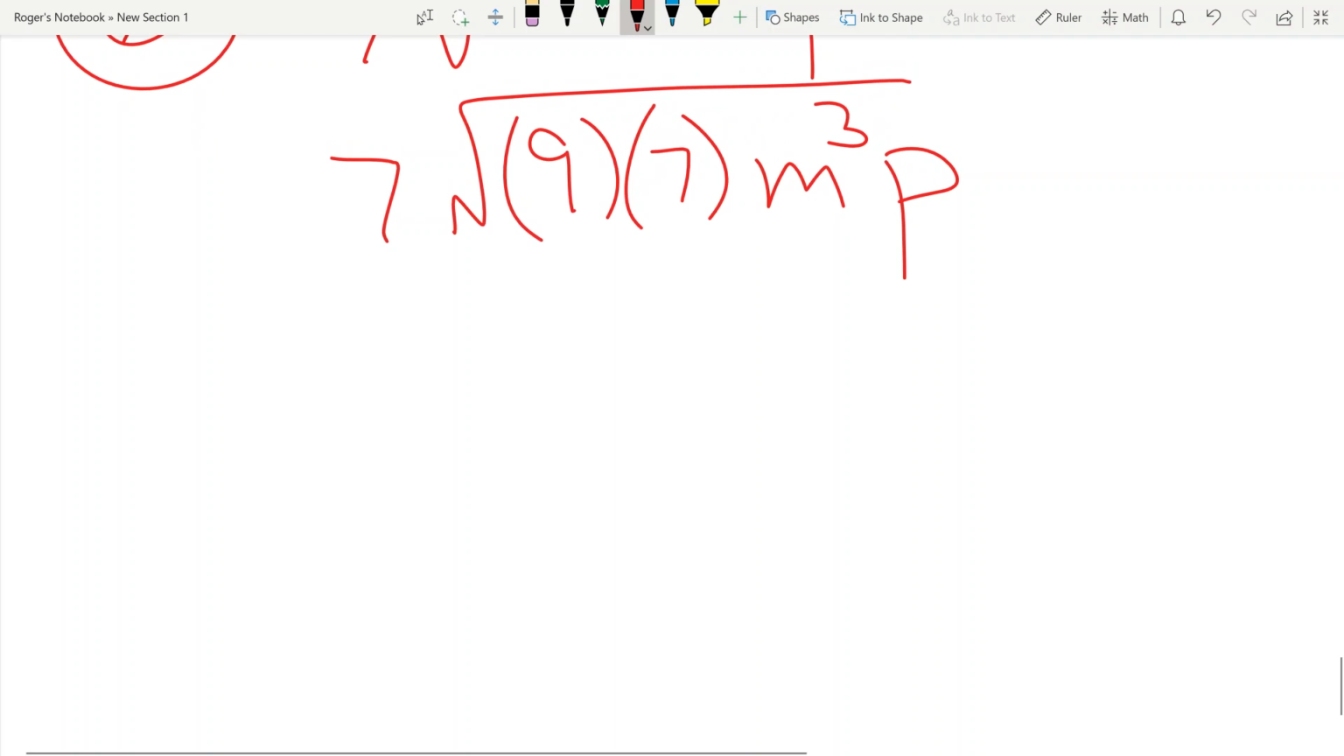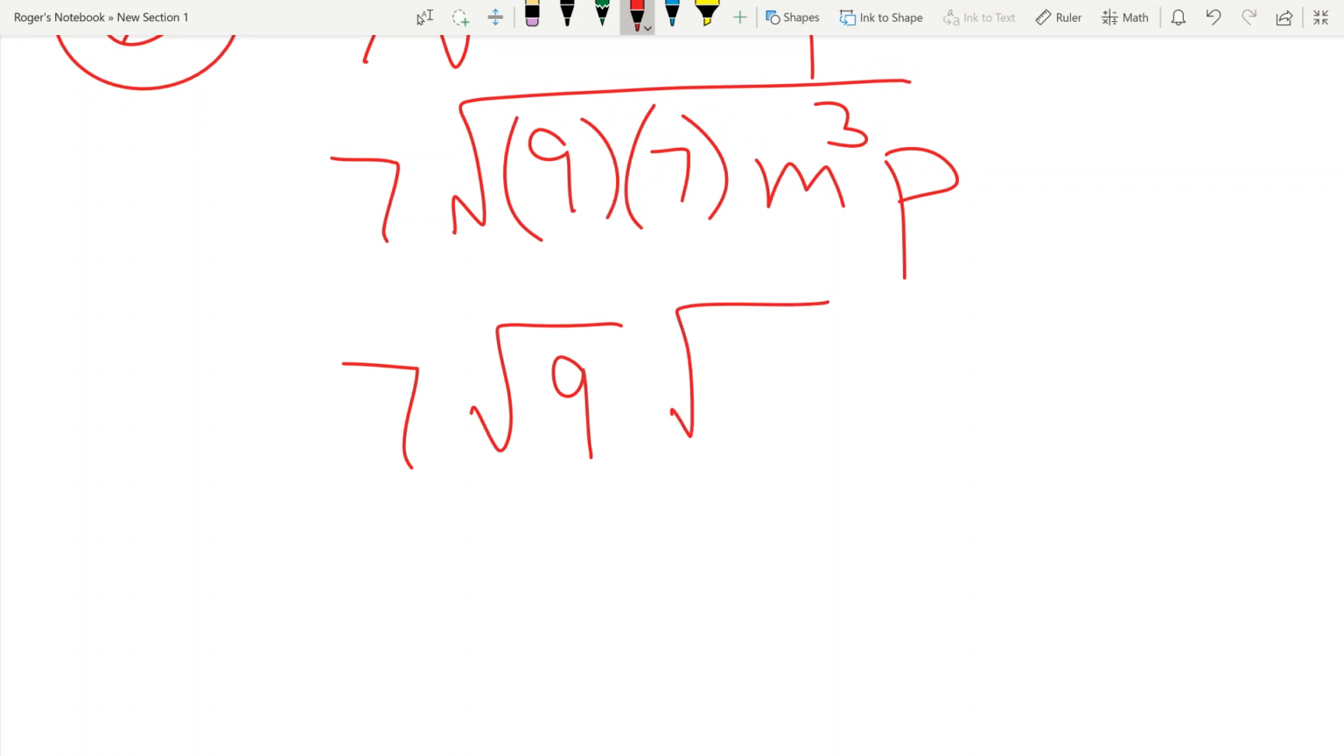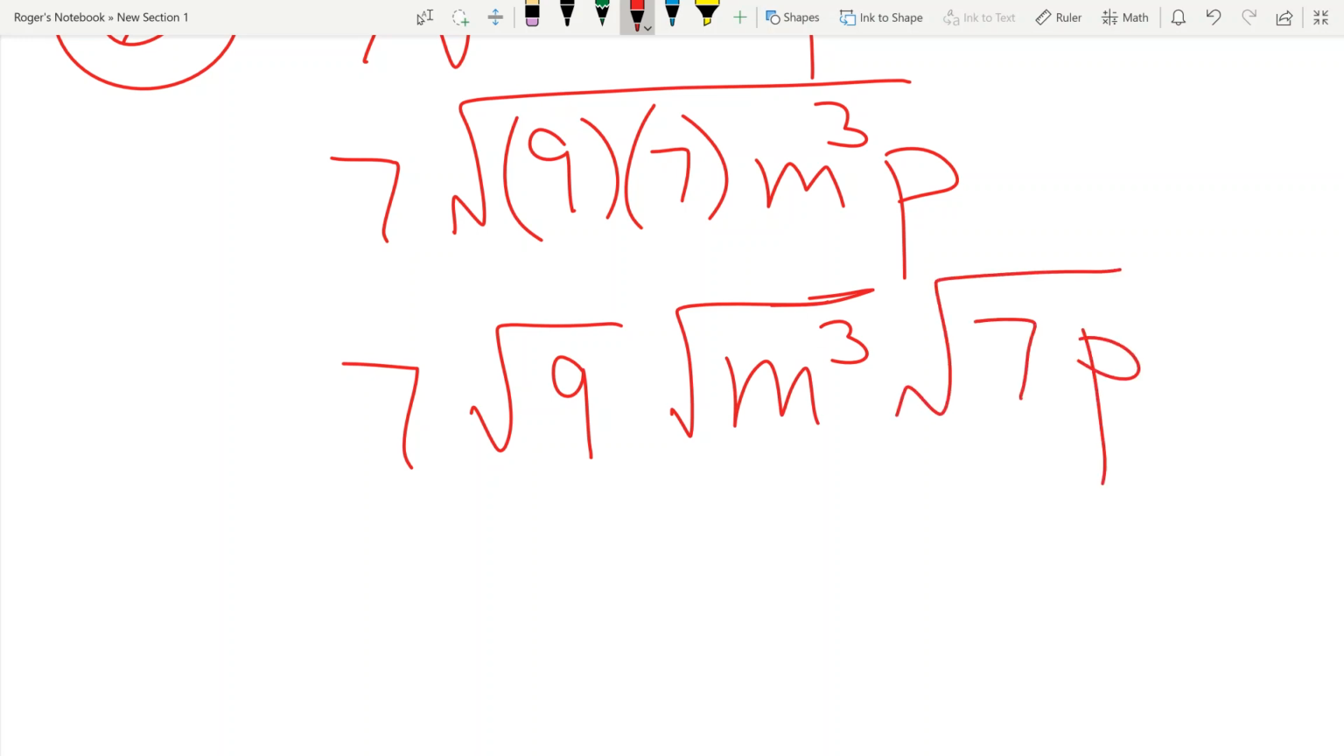And then we can split this up into its various components. 7 times the square root of 9 times the square root of m cubed times the square root of 7p. Why did I choose to break it up like that? Because remember the rule for the square root of x cubed? Recall that? X times the square root of x. So the square root of m cubed is going to be m times the square root of m.